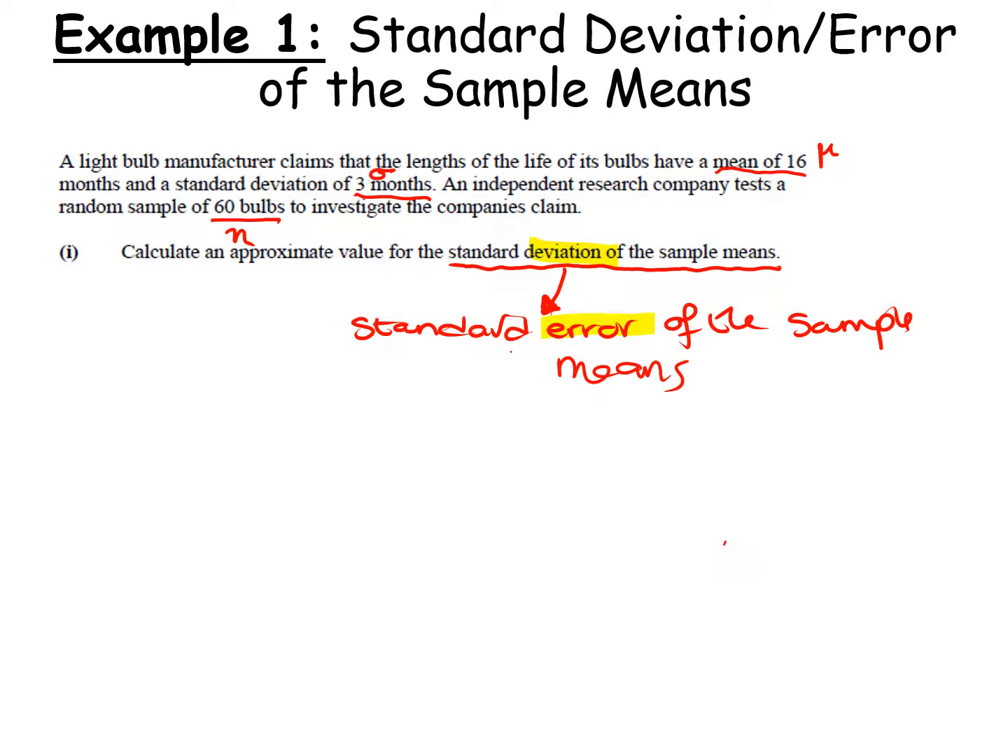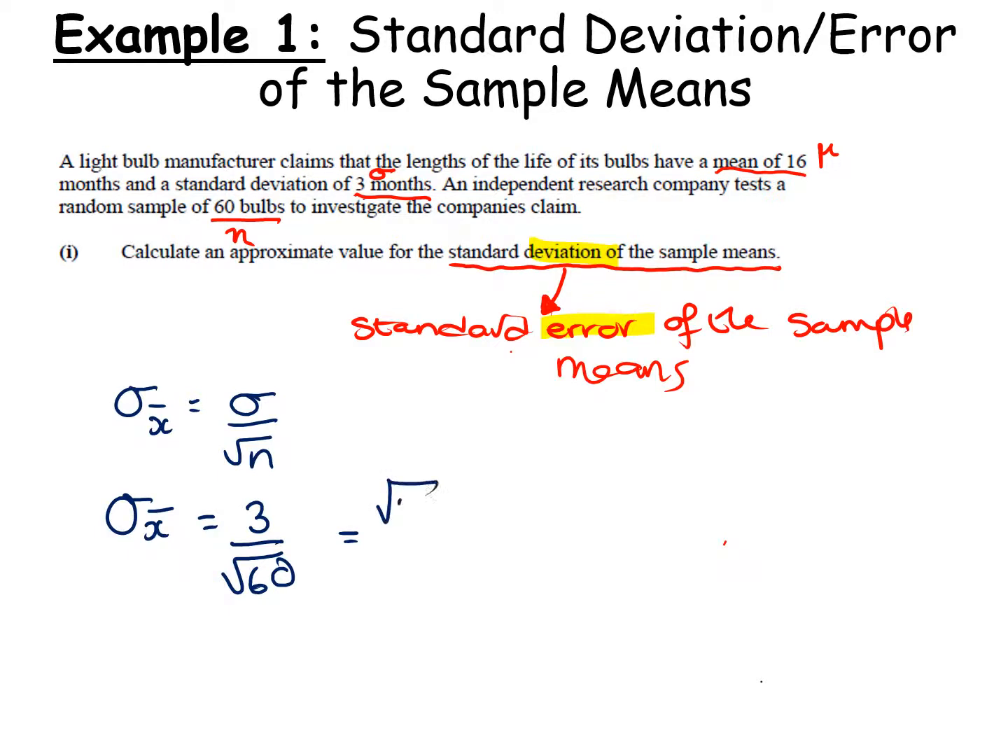So what we're looking for is, go back to page 34, and we have the standard deviation of the sample means: standard deviation all over root n. So that is the standard error of the mean, or the standard deviation of the sample means, is 3 all over the square root of 60. And we can simplify that. The calculator will rationalize the denominator, and that is approximately equal to 0.387.